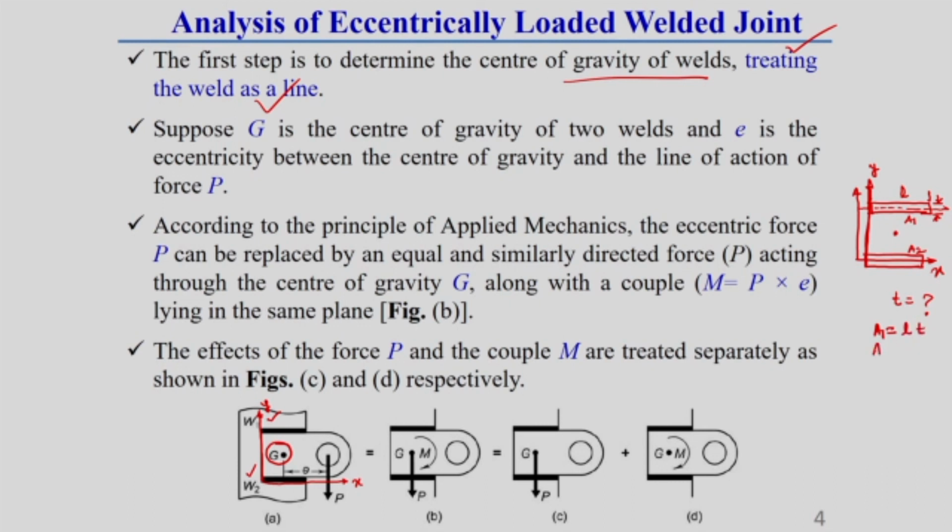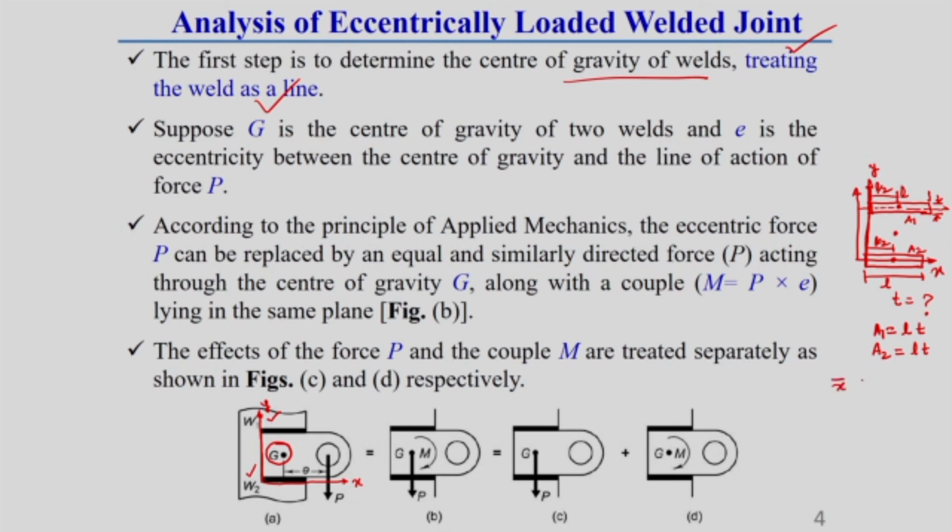Similarly, area A2 will be L into T, because here we consider both welds as the same length. If it is different, then we can consider different lengths. Now, with respect to Y, we know the CG of weld 2 is L by 2. Similarly, with respect to Y, the CG of this weld is also L by 2.